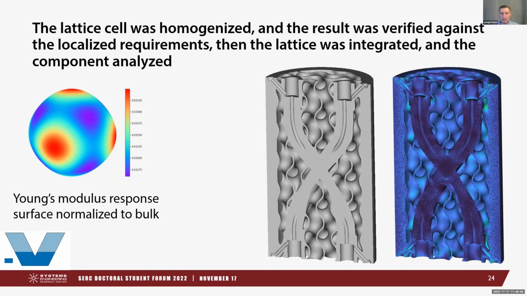The goal of the homogenization is to try to catch problems before you have to go and simulate the entire component, because these are very, very small and very fine structures. So you have to have incredibly large mesh counts in order to accurately simulate them at the full scale.